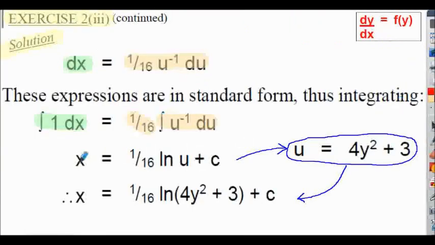So our next line we have x is equal to 1 upon 16 multiplied by ln u plus c. And now we simply back substitute u, which on the previous slide was stated as equal to 4y squared plus 3. So we now have x is equal to 1 upon 16 multiplied by ln of 4y squared plus 3 in a bracket, plus the constant of integration c.